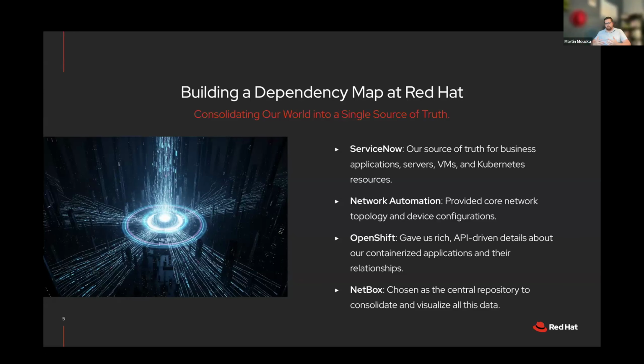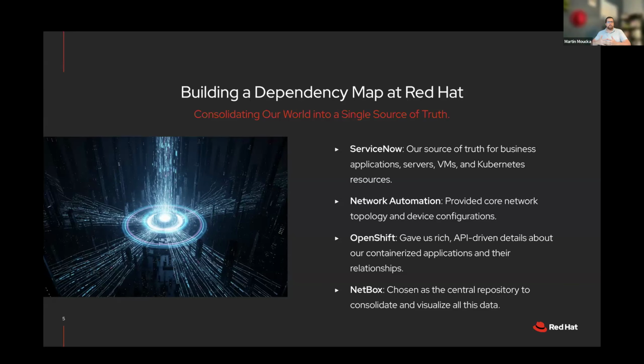We have OpenShift, where nowadays we run basically all the virtualization and containers, and that can provide quite a lot of context via API. But again, it's not showing the full context. So we chose NetBox, an open source tool, to be the aggregator of the information.